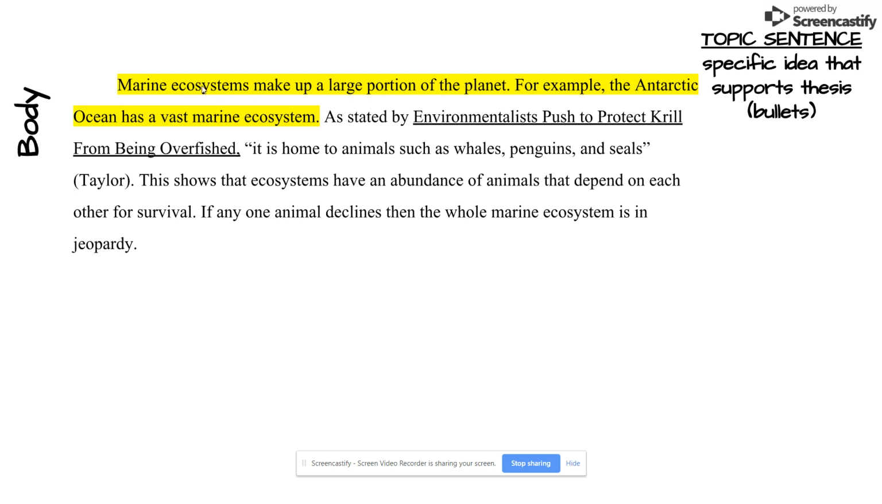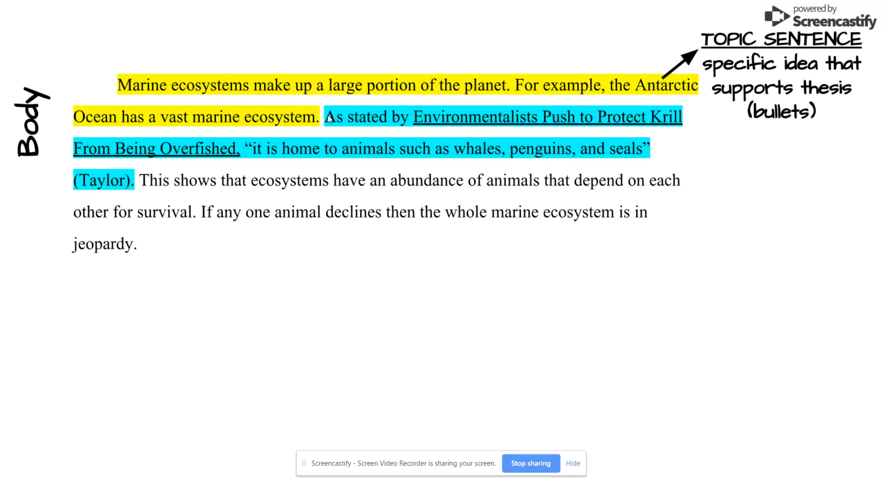So you can see that this topic sentence is about marine ecosystems. So what I should expect to find in the rest of this body paragraph are specific pieces of evidence or details about how specifically marine ecosystems have this delicate balance, right, between their environment and the animals in it. Again, make sure that you've labeled, not only highlighted, but labeled that this is the topic sentence.